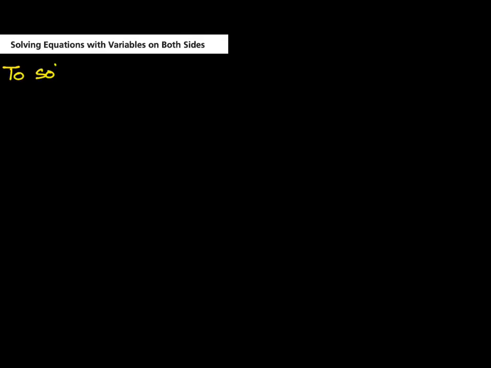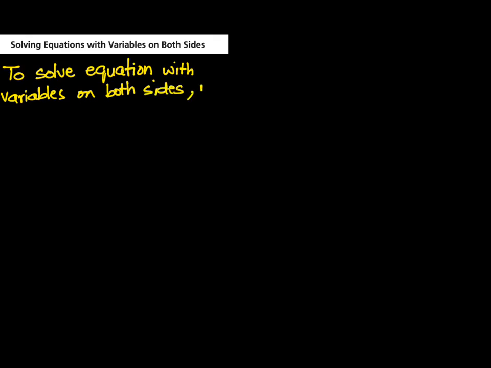Solving equations with variables on both sides. To solve an equation with variables on both sides, we need to collect all the variable terms on one side. And for that, we will use inverse operations so that we can isolate the variable on one side.